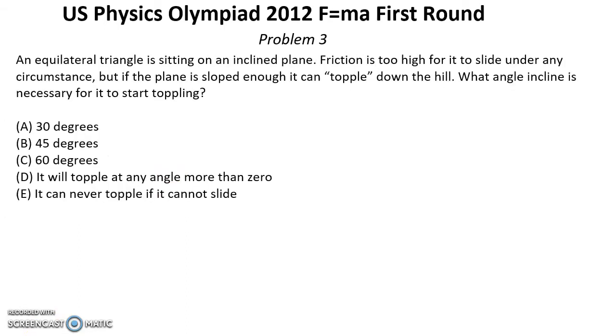Problem number 3. An equilateral triangle is sitting on an inclined plane. Friction is too high for it to slide under any circumstances, but if the plane is sloped enough, it can topple down the hill. What angle incline is necessary for it to start toppling?